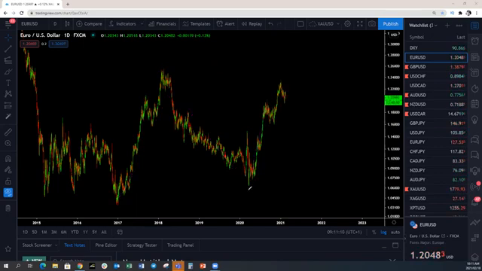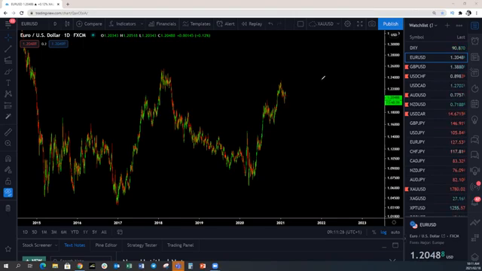Could it go up with a diagonal? If this was 1, 2, 3, 4, and then we start seeing a diagonal here, it's possible as well to have a diagonal here around this level in the bigger structure. So we just need to see how this plays out where we are currently.